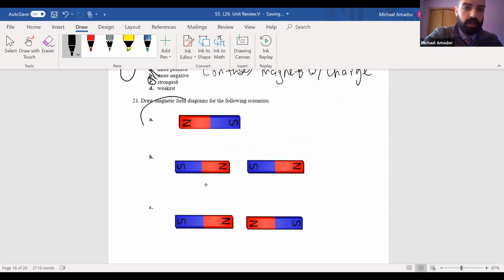Draw the field lines for A. So right now we're all drawing the magnetic field diagrams for A. 21A.